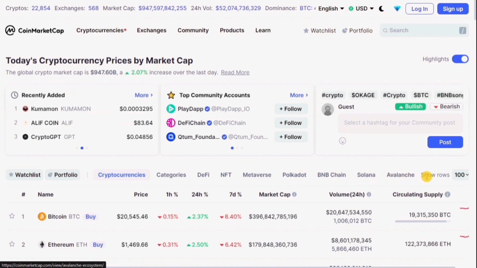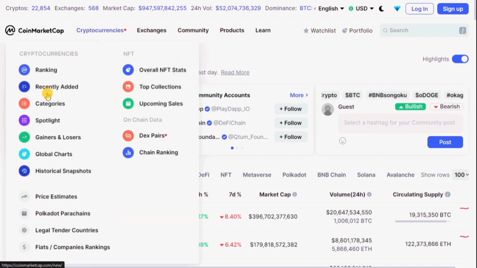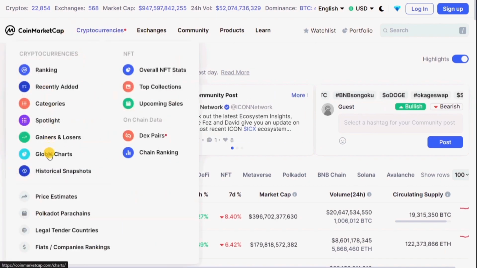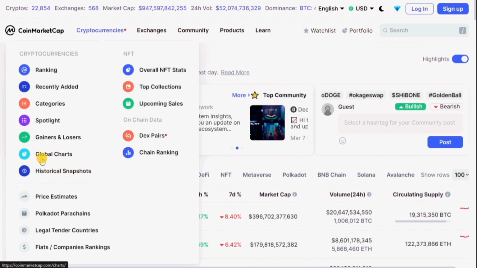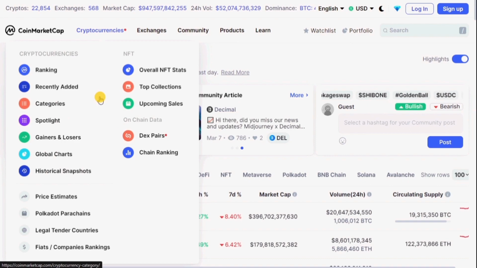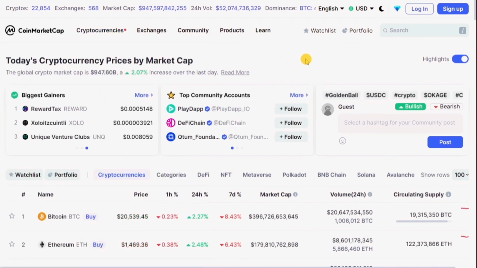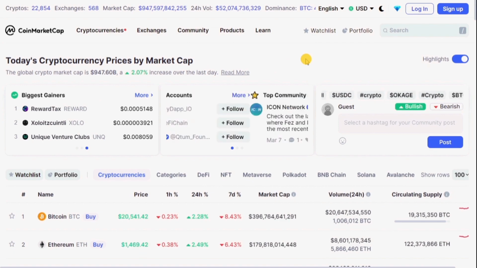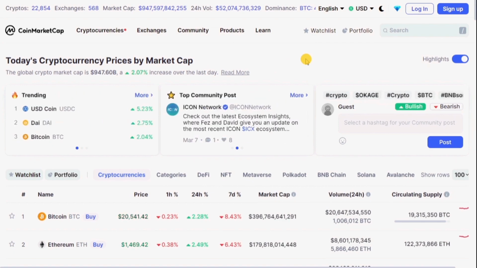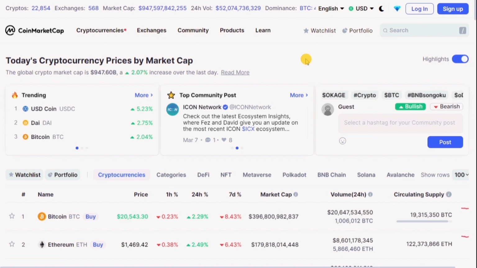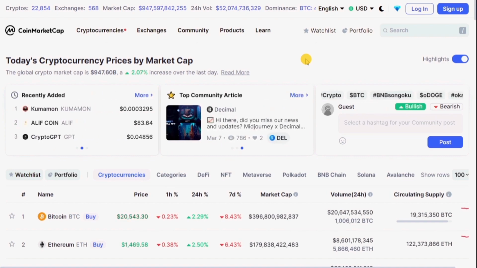And then we have the spotlight, gainers and losers, global charts, historical snapshots, which I don't want to talk about all of them at the moment. We just want to get to know what the website is about. As time comes and we go further during the course, we will come back to these websites. We use those tools which become handy at the moment.